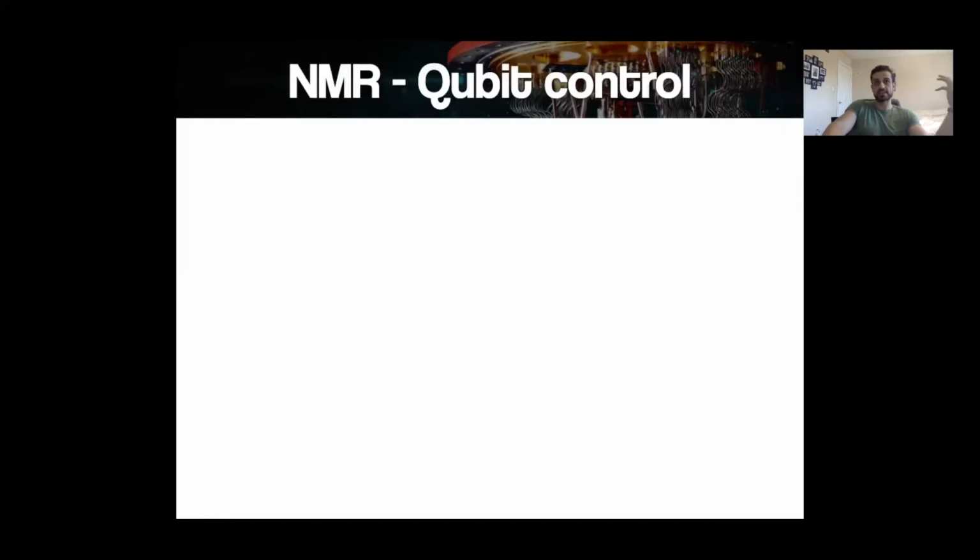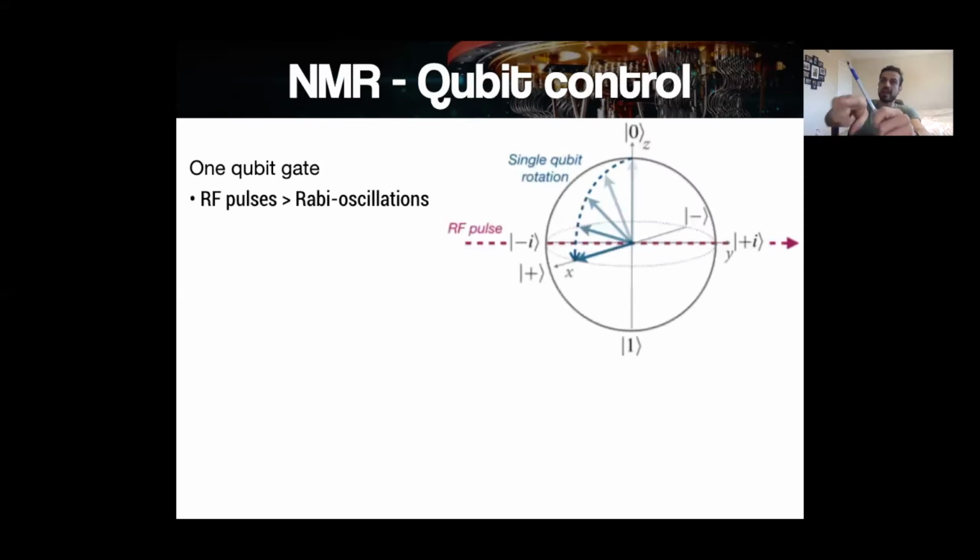So we have our nuclei, they're precessing in our sample, and we now want to control them. And so we need two things. We need 1 qubit gates, and we need 2 qubit gates. So how do we do 1 qubit gates? Well, remember that when our magnet is in that magnetic field, it's precessing around the axis of the applied field. What we can do is use that same property to create rotations around the Bloch sphere. So you take a radio frequency pulse, that's just the correct frequency of the field, and you apply it along the axis in which you want the qubit state to rotate.